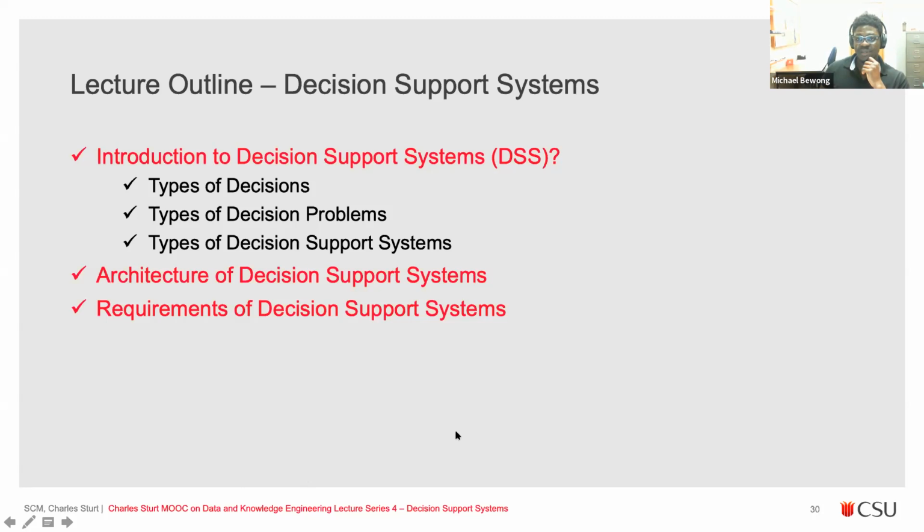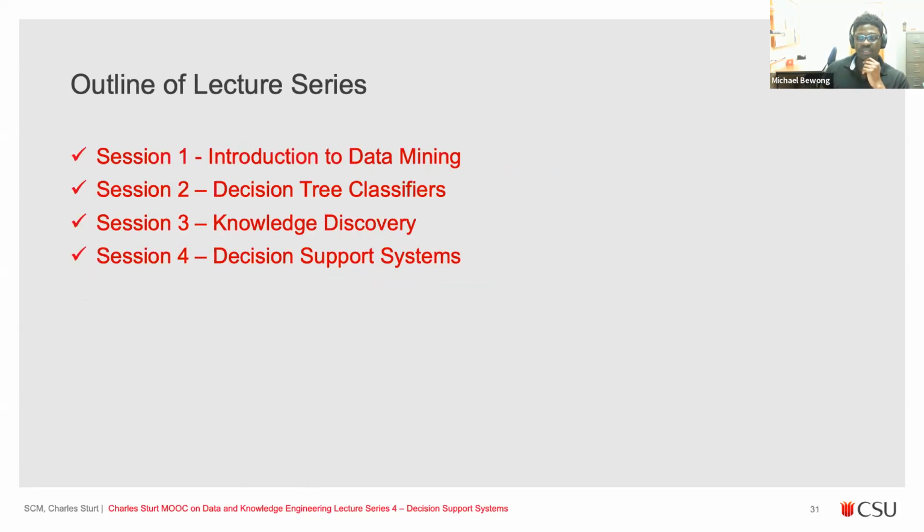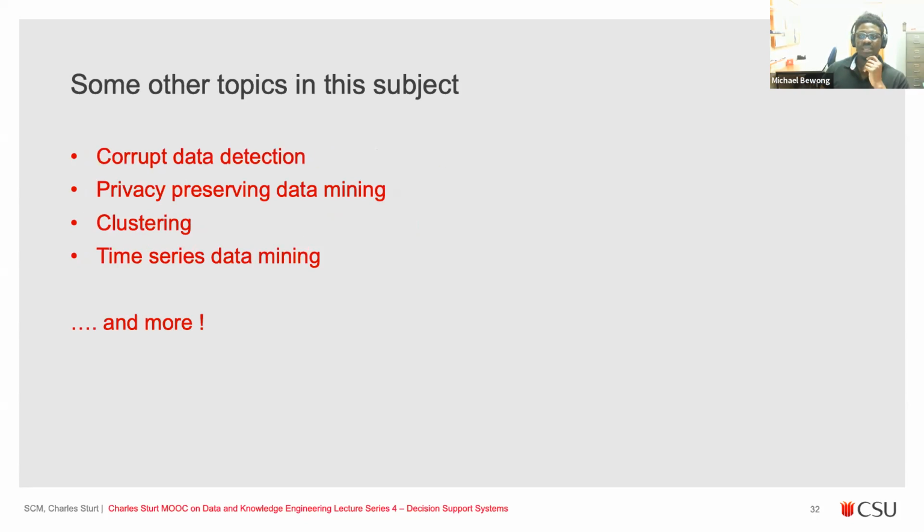So just wrapping up then, I'll say that over the last 4 weeks, we started by looking at an introduction to data mining. Then, of course, we went on to look at decision tree classifiers and how we can build decision trees and use them to make predictions. And then we went on to look at knowledge discovery from decision tree classifiers, basically the interestingness of knowledge that we can discover. And then finally, we have looked at decision support systems. Now, in the subject, we cover a few more topics like corrupt data detection. We look at privacy preserving data mining, clustering, time series data mining, and many more.